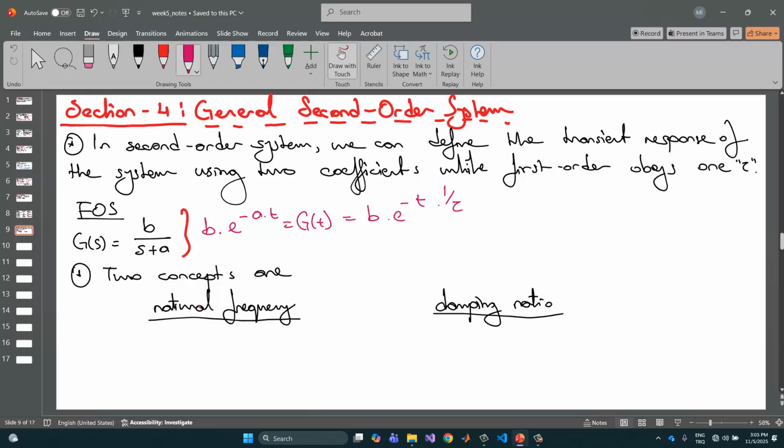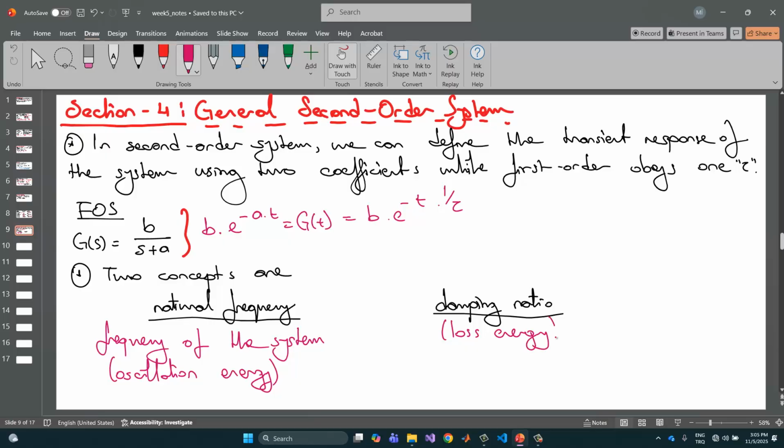Okay. The natural frequency is the frequency of the system. This is just a kind of oscillation energy. Okay, but damping ratio is directly related to the what? The lost energy. This is called the zeta.